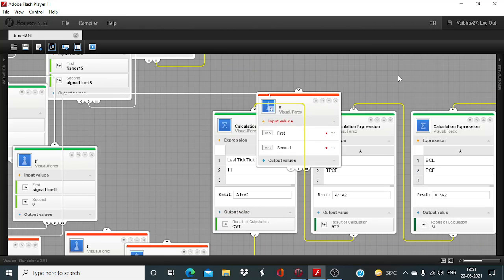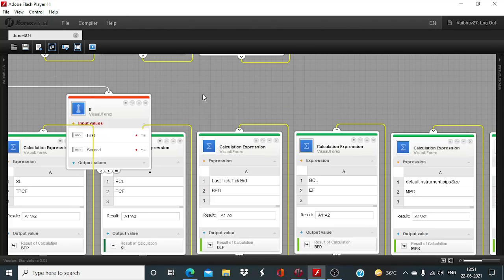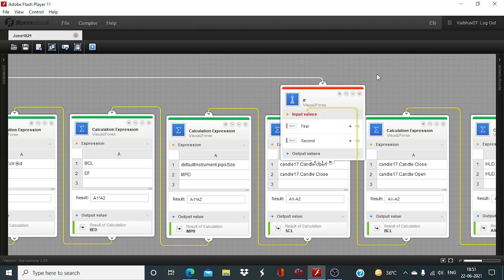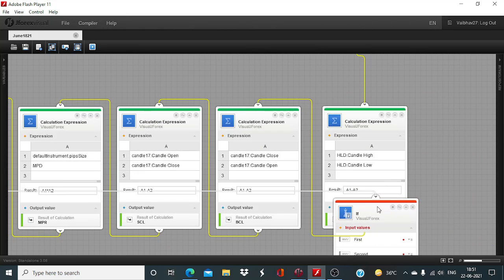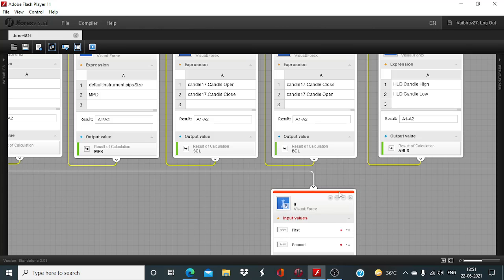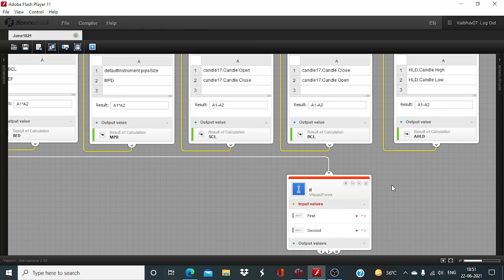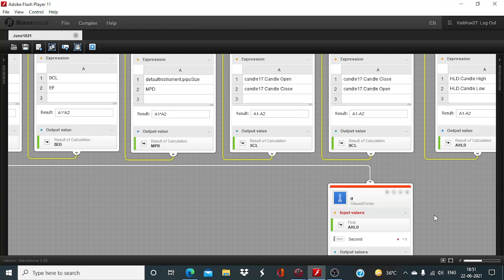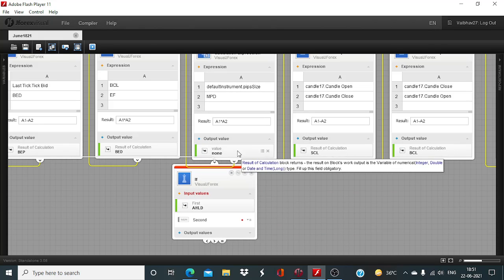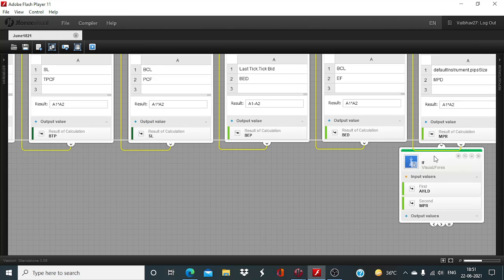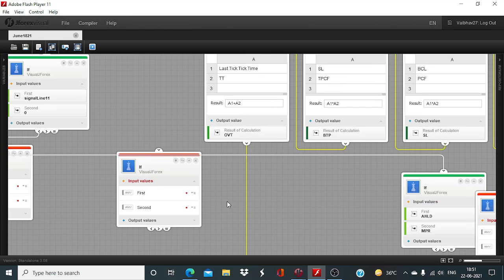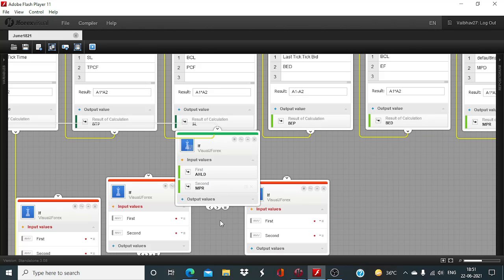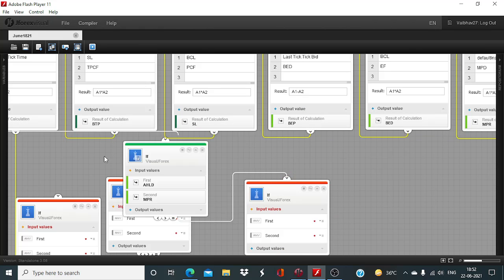Now we will consider the price action data, and there we need the last 4 hours high and the low value should be at least 20 pips apart. So we want this HLD to be more than MPR. First input greater than second input.